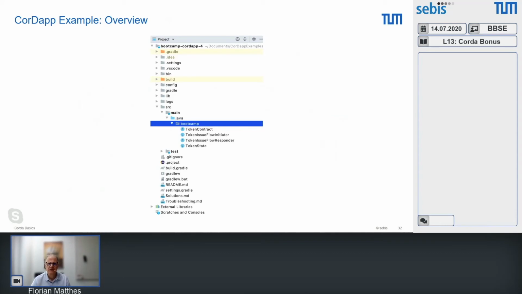technically, this looks as follows. You open your Kotlin workbench. You have this bootcamp demo project in your workspace in the Java folder, which contains Kotlin code in this case. You have this package bootcamp, and then you have these classes: token contract, token state, token issue flow initiator, and flow responder. And then it's test-driven. You also have a test suite, which would initiate these contracts and do some tracking, so that you can observe that what's happening is as you intended. And then there are a lot of other things around which you need to build it, etc.